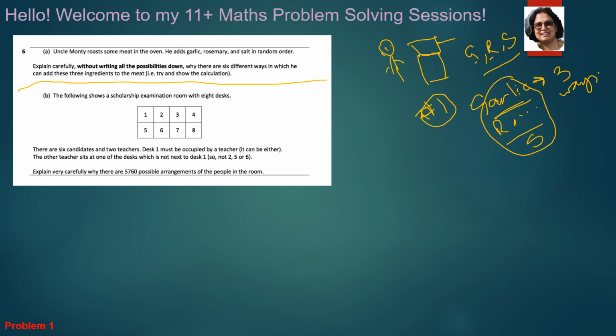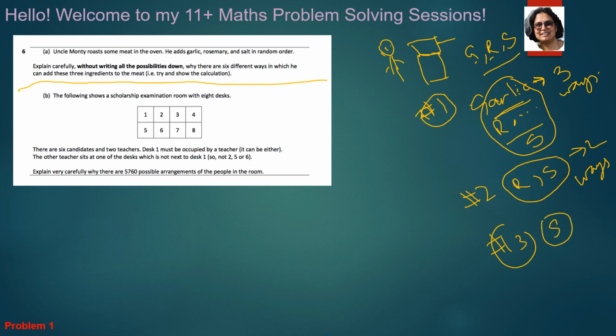If he has picked garlic, our option 2 is left with rosemary and salt. So only 2 of these he is left with. These 2 things he can pick in 2 ways. Once he has picked that, your option 3: he's left with one thing now. Suppose he's picked rosemary, he's left with only salt. He could have been left with garlic as well if he was picking rosemary first or salt first. I'm just saying, for example, it doesn't matter which one you say he has picked. So there is only one way of doing that.